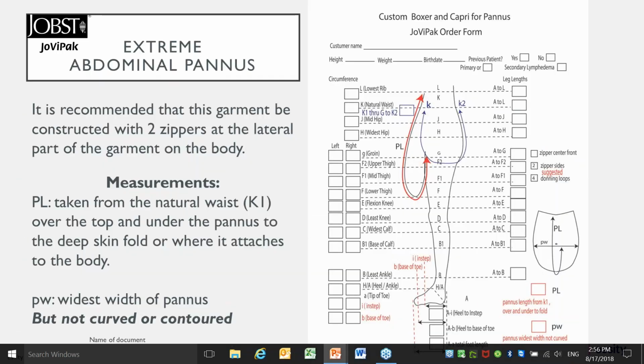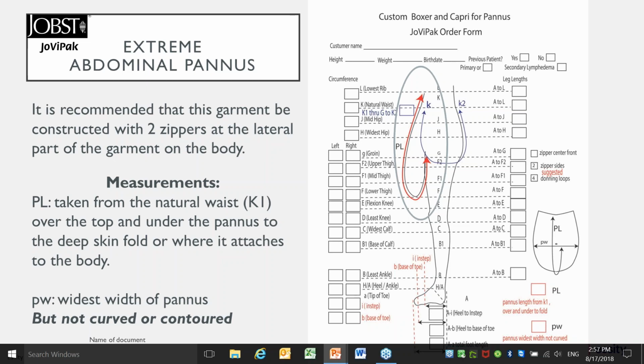Give us the 2 new measurements that are not on the normal boxer form. The capital PL measurement is going to be shown as a measurement taken from K1, or the natural waist at midline, over the top and under the panus to the deep skin fold, or where it attaches to the body. So that's your length measurement around the panus.